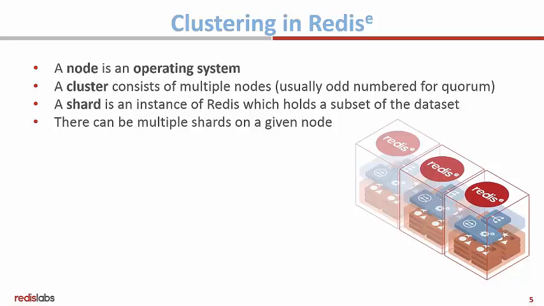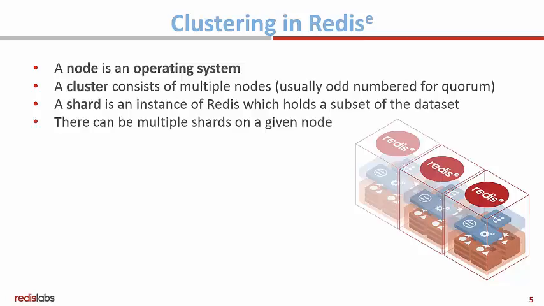So a node in the enterprise version of Redis is an operating system. That operating system could be a virtual machine. It could be in any one of the major leading brand cloud providers. It could be bare metal. It doesn't really matter, but it's basically an operating system.